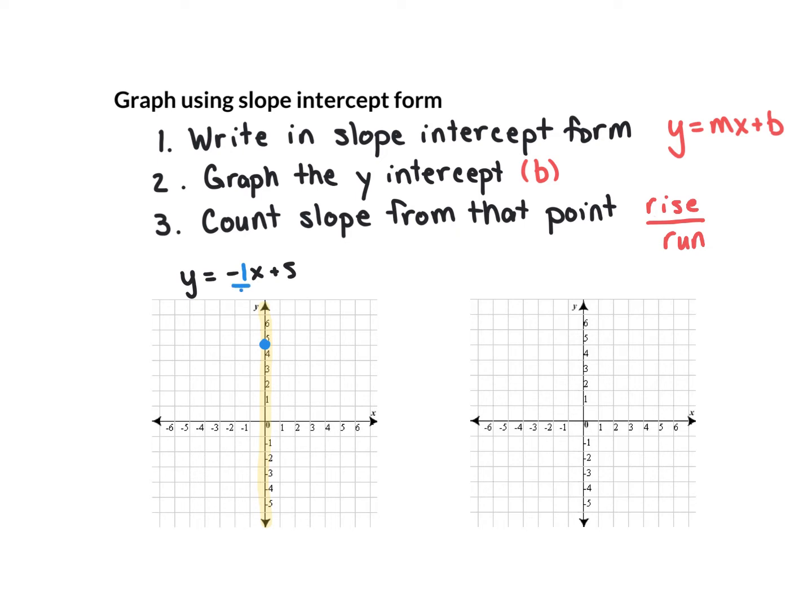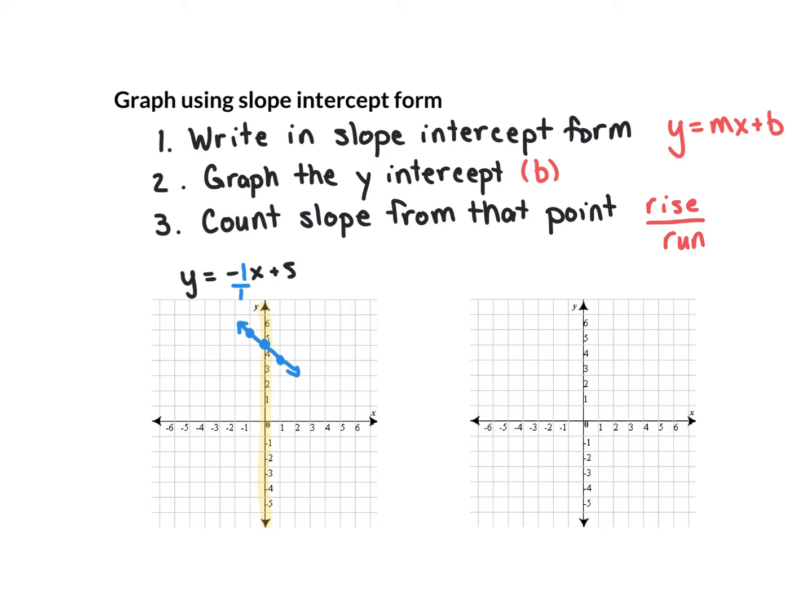-1 as a fraction is -1/1. It's telling me I can go down, which is negative, and to the right, which is positive. If I went up, which is positive, I can go to the left, which is negative. Remember, negative sloping lines go down from left to right, and this one does, so we are good to go. You don't have to go in both directions, but know that you can.